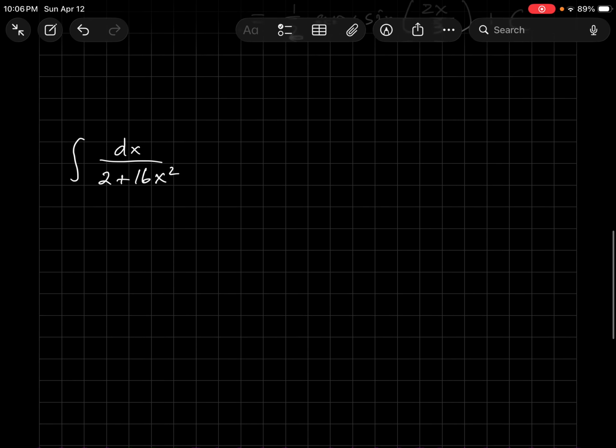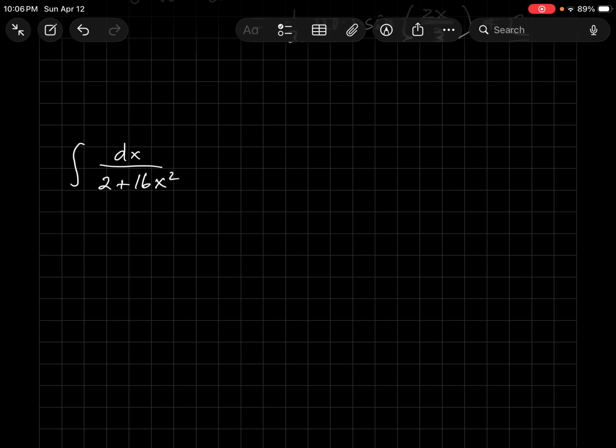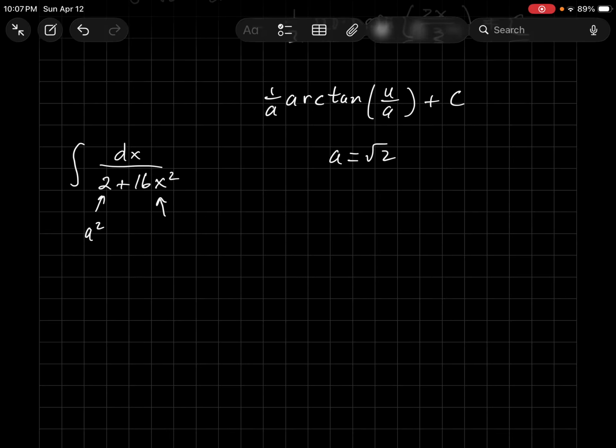Our next example is going to be an arctan, and you have to recognize this as arctan. In fact, let's put kind of the full thing here: 1 over a arctan of u over a, then plus c. I know it's of this form. The 2 is a squared, so a is the square root of 2. The 16x squared is u squared, so u will be 4x.